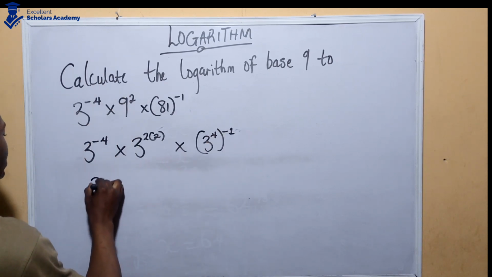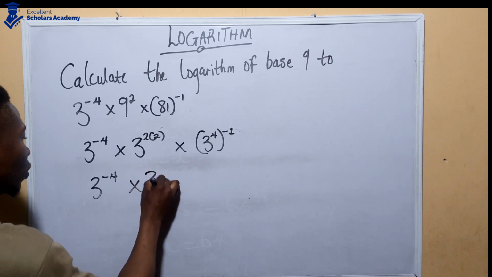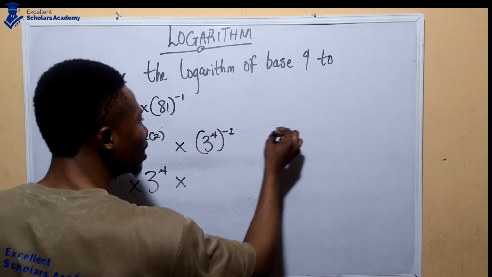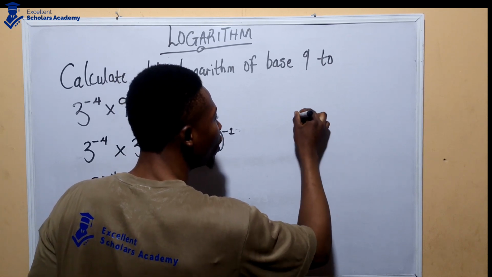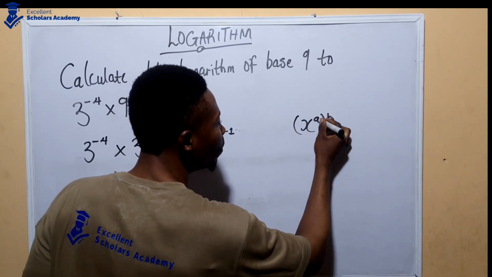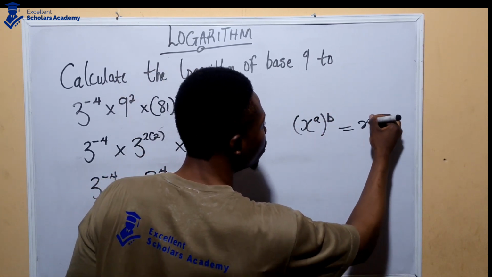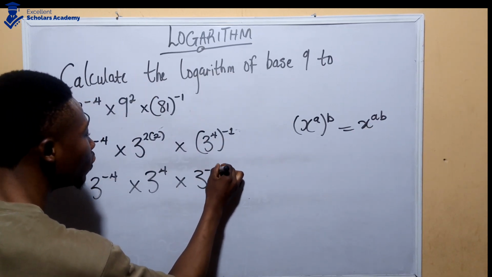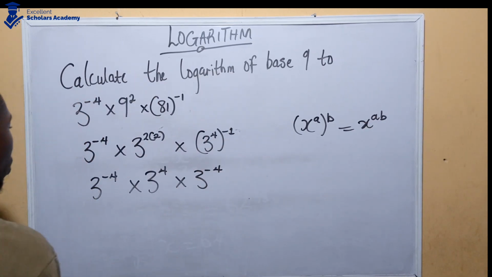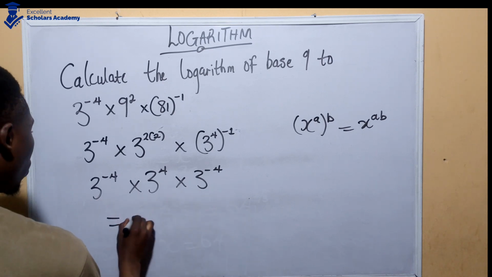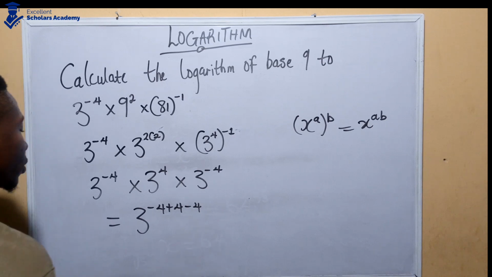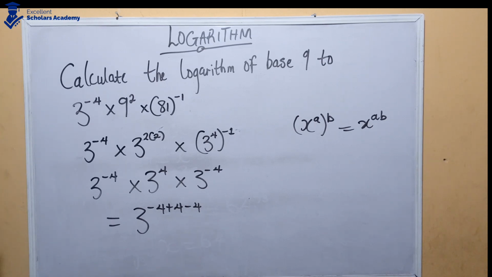So now this is 3 to the power of minus 4 multiplied by 3 to the power of 4 multiplied by, now according to the law of indices, if you have x to the power of a all to the power of b, these powers will multiply, the one inside and the one outside, so it becomes x to the power of ab. So we're going to apply that here, so it becomes 3 to the power of minus 4. Now we're going to add their powers. It becomes minus 4 plus 4 minus 4.